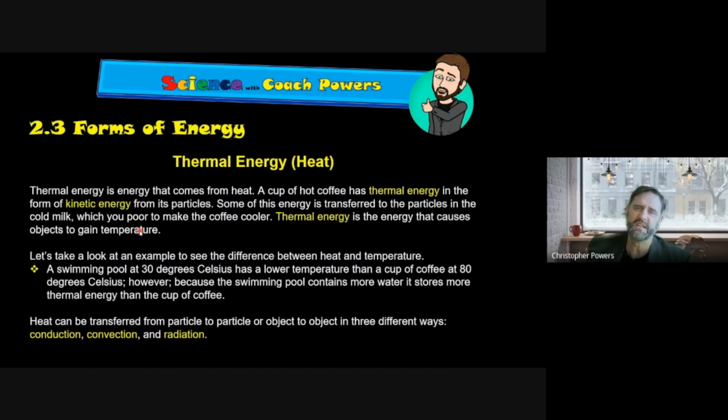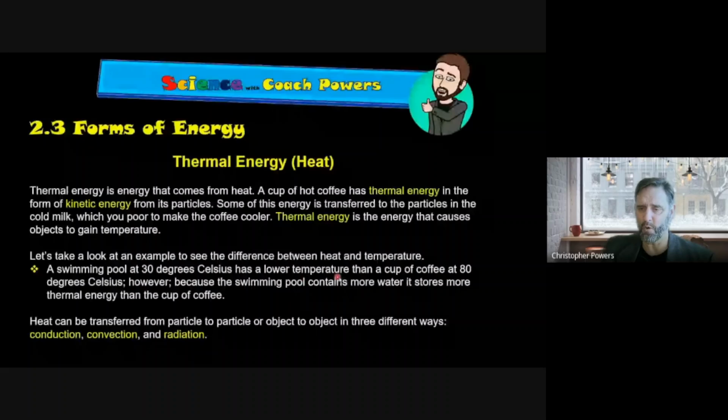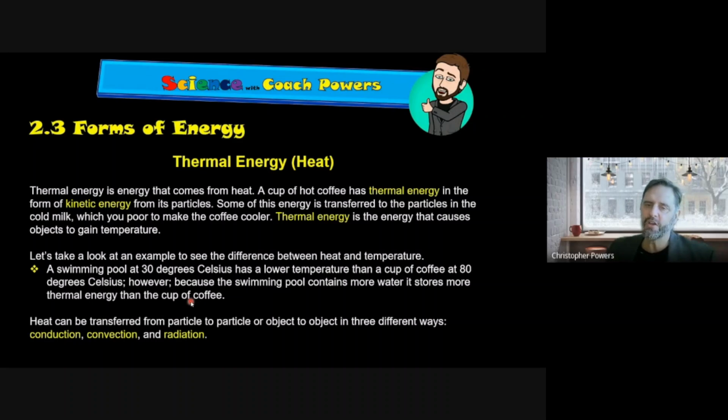Thermal energy is the energy that causes objects to gain temperature. Let's take a look at an example to see the difference between heat and temperature. We have a swimming pool at 30 degrees Celsius, about 75 to 80 degrees Fahrenheit, which has a lower temperature than a cup of coffee. However, because the swimming pool contains more water, it stores more thermal energy than the cup of coffee. So we're looking at volume here. If there's a lot of volume in something, even though it's a lower temperature, there's a lot more stored energy that can be given off over time than in that little teeny cup of coffee.